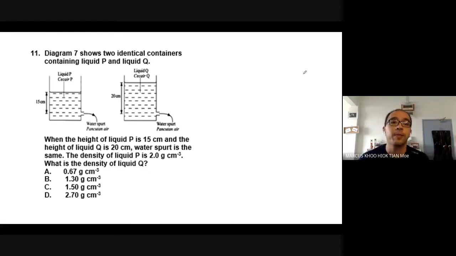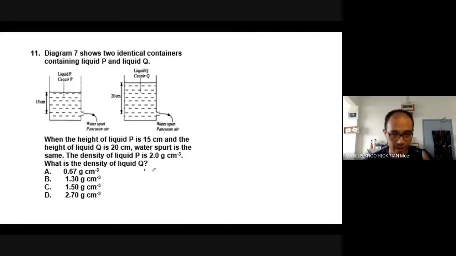This is interesting. Let's do this. Diagram 7 shows two identical containers containing liquid P and liquid Q, two different types of liquid. When the height of liquid P is 15 cm and the height of liquid Q is 20 cm, the water spurt is the same. The density of P is 2. What is the density of Q?